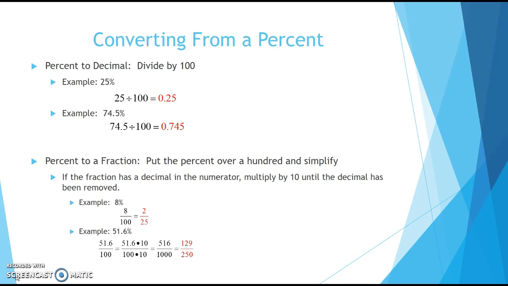So percents to decimals divide by 100, decimal to percent multiply by 100. Percent to fraction, put it over 100 and simplify. Fraction to a percent is just that number over 100, or you can use a proportion. You can convert it to a decimal or use a proportion.